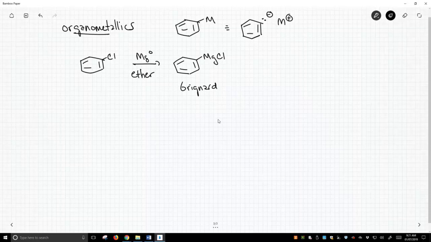Okay, and when I typically think of Grignard reagents, I think of them as organometallic species or as ionic species. And in my head, I ionize that bond, and that helps you recognize, oh yeah, that carbon, it's got a negative charge, it's highly reactive, it's a strong nucleophile.